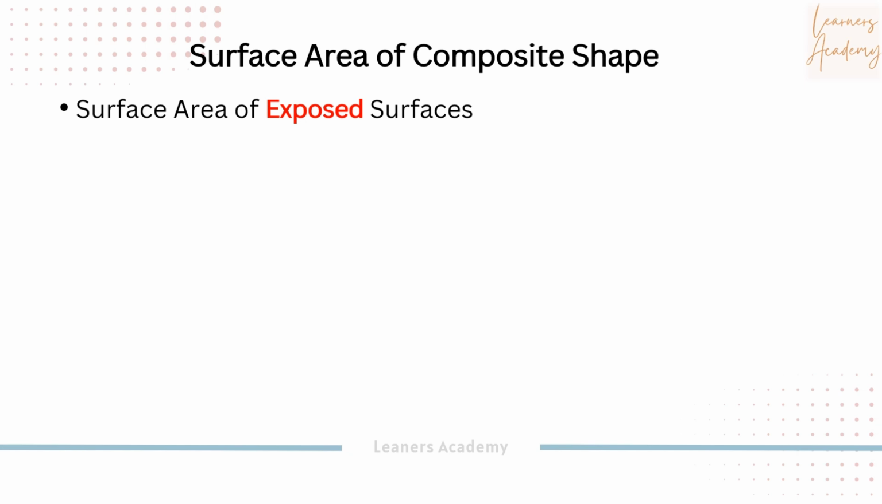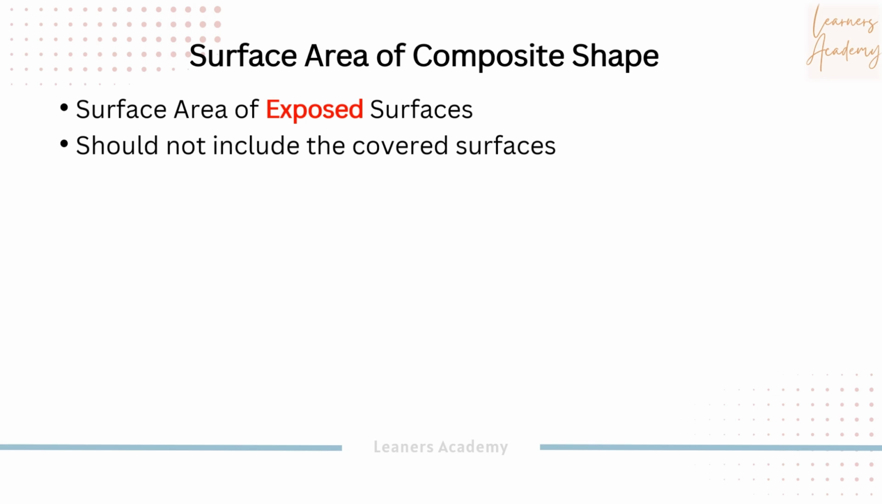For the surface area of composite shape, we will take into account all the exposed surfaces, and we would not include any covered surface. In this diagram, we can see that the circular base of the cone and the top circular base of the cylinder both are covered by joining each other. Therefore, we will take into account only the curved surface area of the cone, the base area of the cylinder, and the circular curved surface area of the cylinder for calculating the surface area of the composite shape.